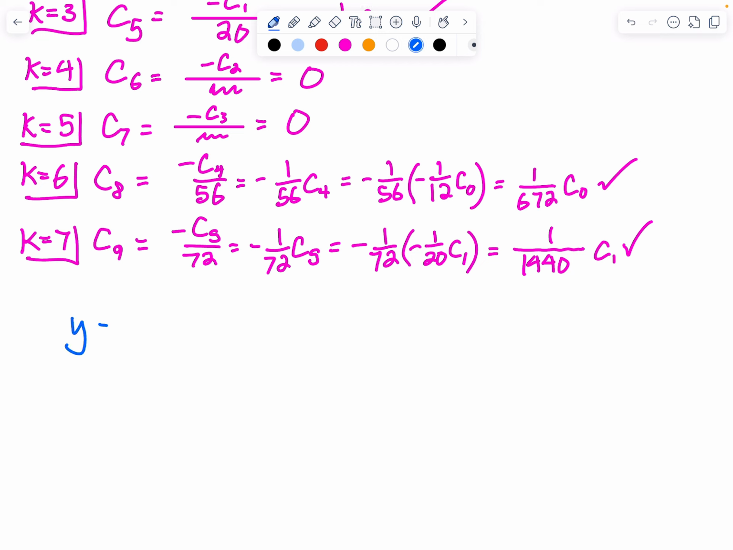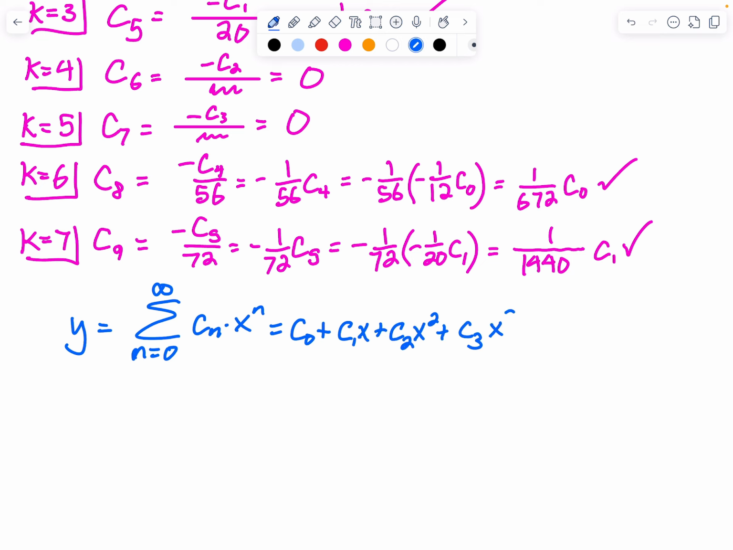I know that my answer, y equals the summation of n equals 0 to infinity of Cn x to the n. So what this is, C0 plus C1x plus C2x squared plus C3x to the third plus C4x to the fourth, and so on. So what we're going to do is replace every single one of these. So y equals C0, the original one, it's sitting there. C1x is going to sit there. And now I get to start filling things in.